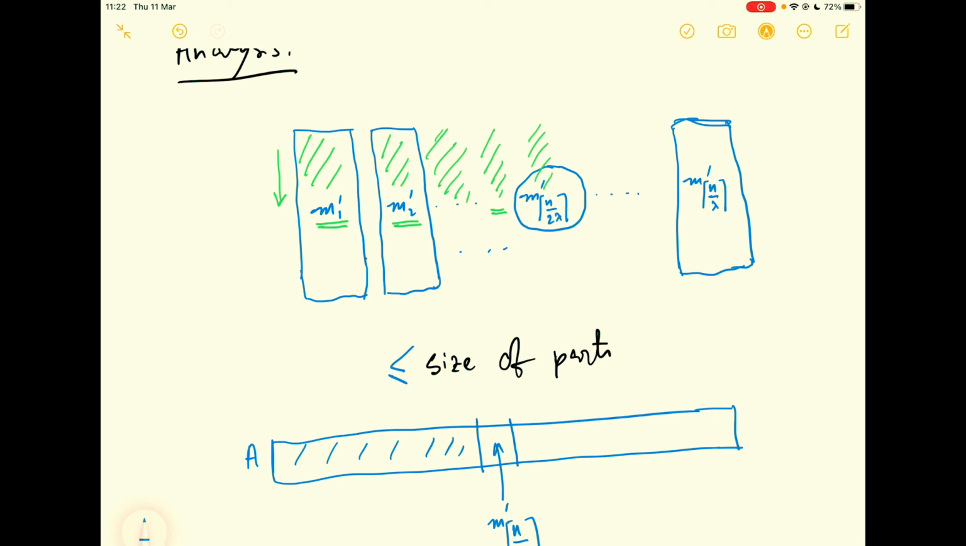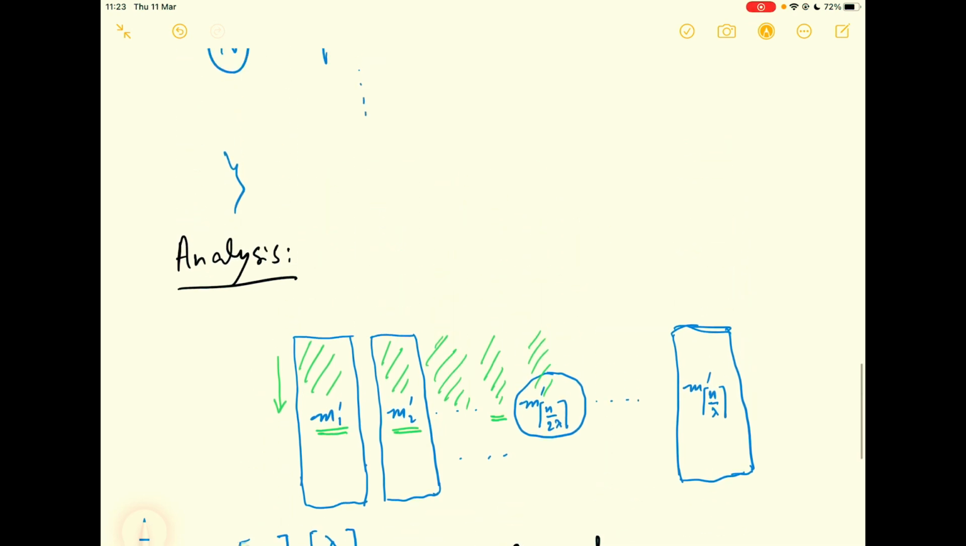So how many of these blocks are there? There are n by 2 lambda many such blocks, and in each block how many elements? So there are n by 2 lambda many such subarrays, and in each subarray the number of green elements is at least lambda by 2. Okay.